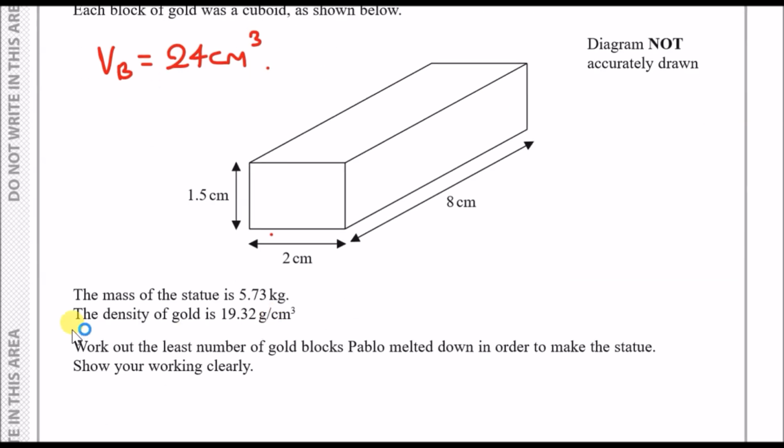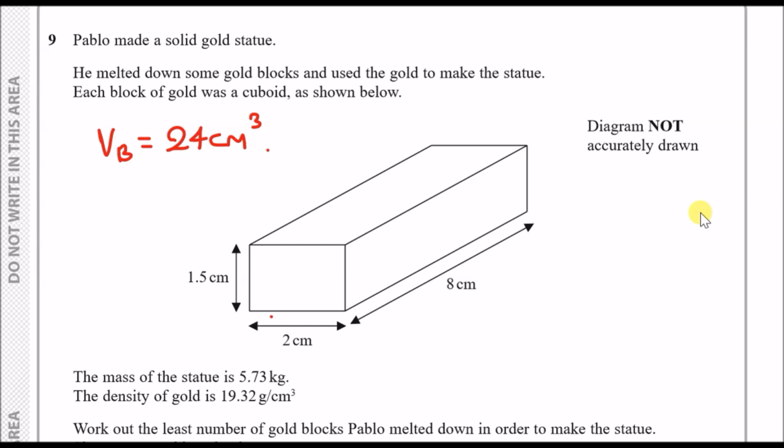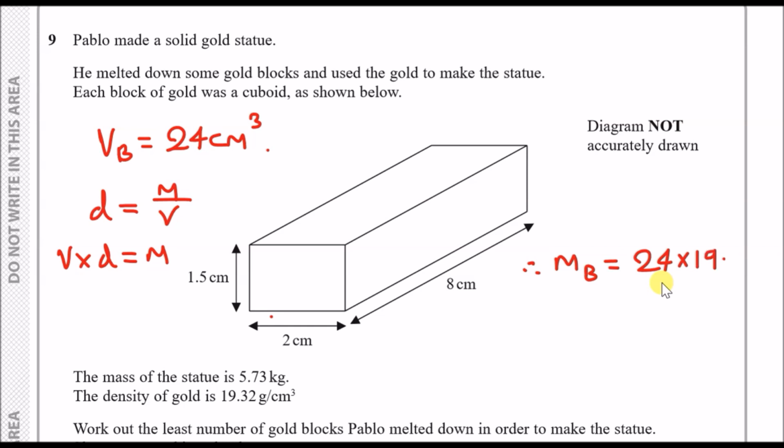Now, they tell us that the density of gold is 19.32. So essentially, we can try and work out the mass of gold. Now, the density formula is density equals mass divided by volume. Because we're interested in finding the mass of the block, we can multiply the volume across. So essentially, volume times density would equal the mass. So the mass of the block is essentially 24, which is the volume, times the density of gold. So 24 times 19.32.